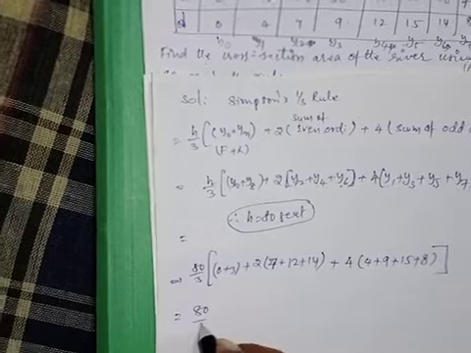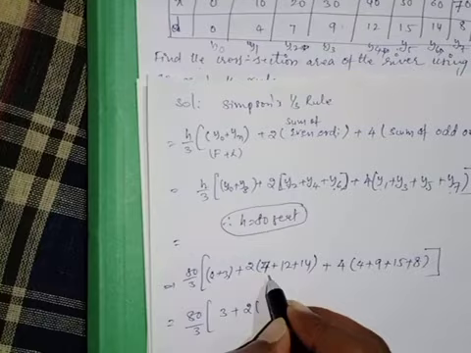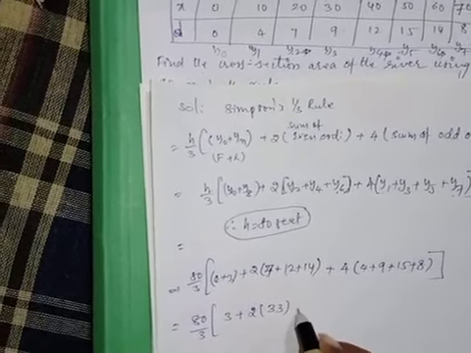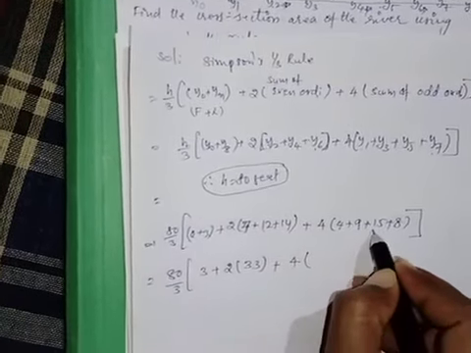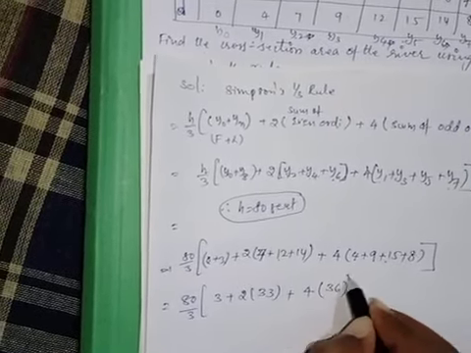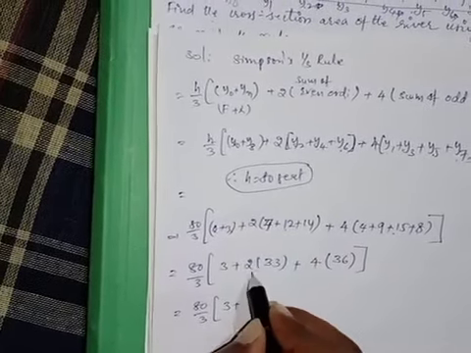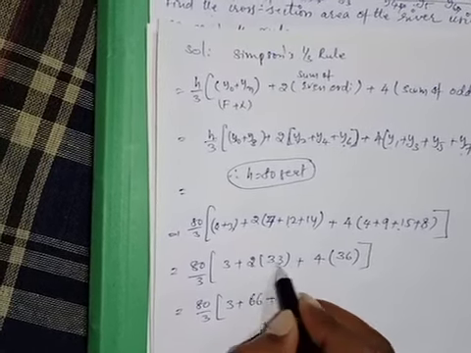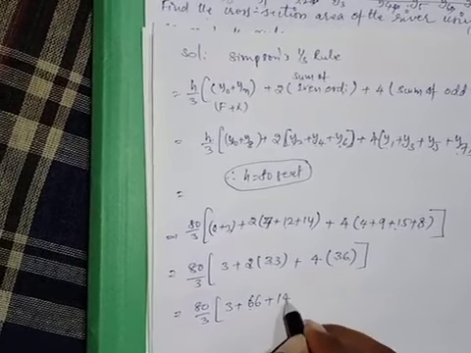That is equal to 80/3 whole into 0 plus 3. This is 3 plus 2 into, this is 7 plus 12 plus 14, this is the 33, plus 4 into, this is 4 plus 9 plus 15 plus 8, this is 36. That is equal to 80/3 whole into 3 plus 2 into 36. Sorry, 2 into 33, 66 plus 4 into 36. This is 144.